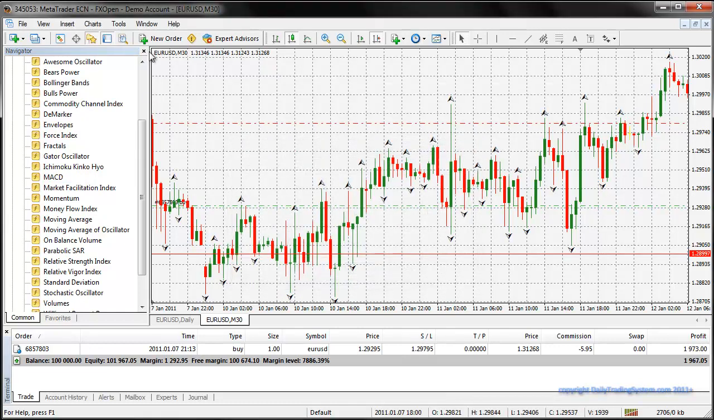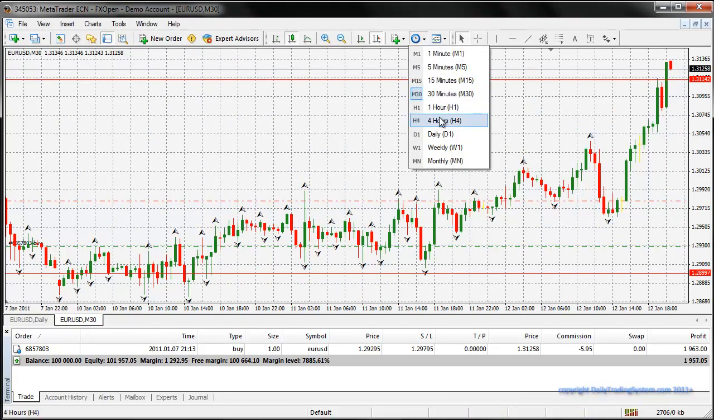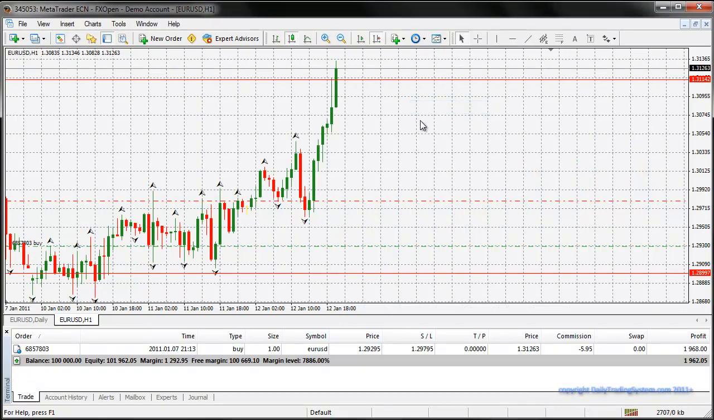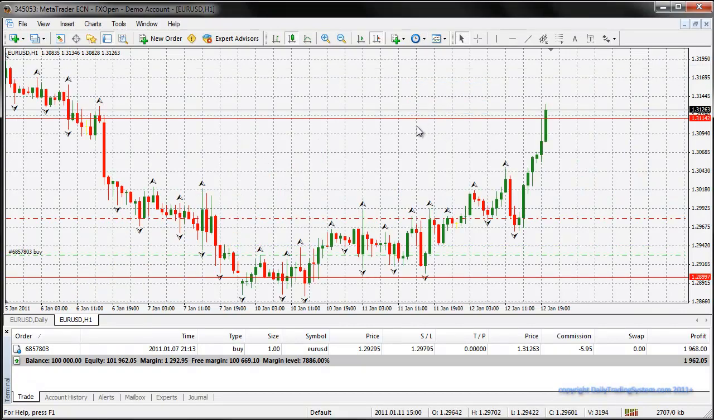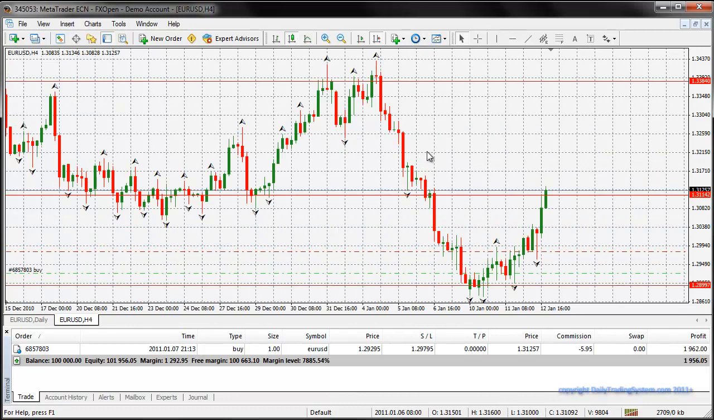Click on OK. And I prefer to use the fractal indicator on larger time frames, and also suggest that you do the same as well. 1 hour is not the best time frame really to use this on. I'd like to go a little bit higher. These tend to give me less false signals. Alright, so let's just give you an idea here.